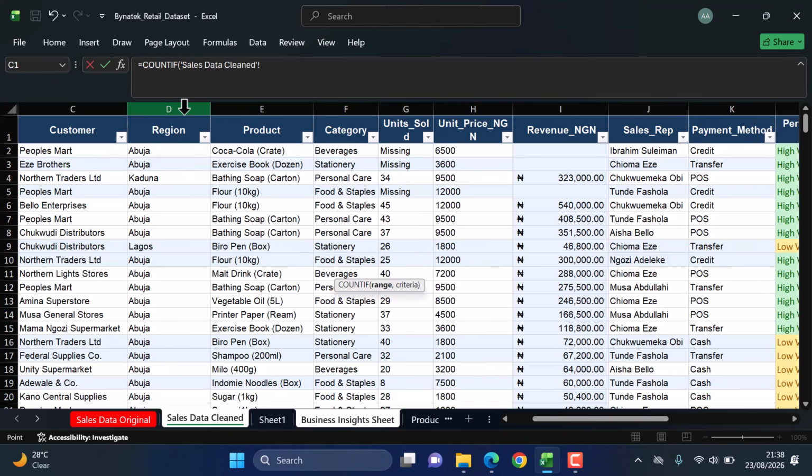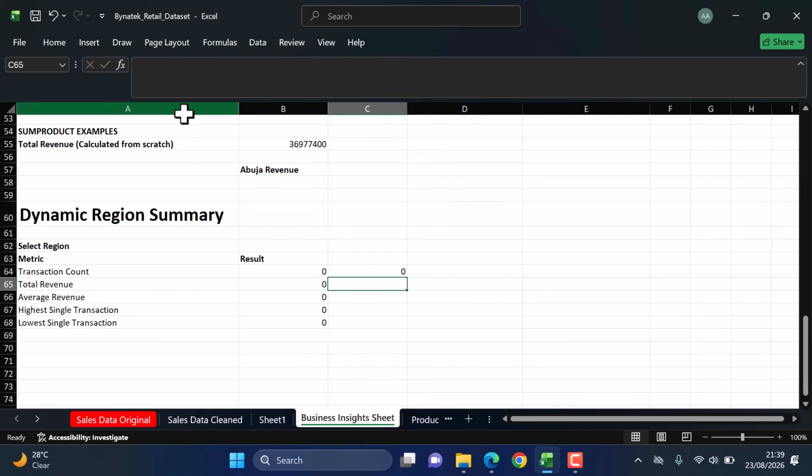Is it the region we counted first? Yeah, we counted region, meaning how many times a particular region appeared, how many transactions were carried out in any particular region. But we've not provided any particular region for it to count. Instead, we gave it a placeholder, B62. Now, when you run this, normally you will get 0 because there is nothing in B62.